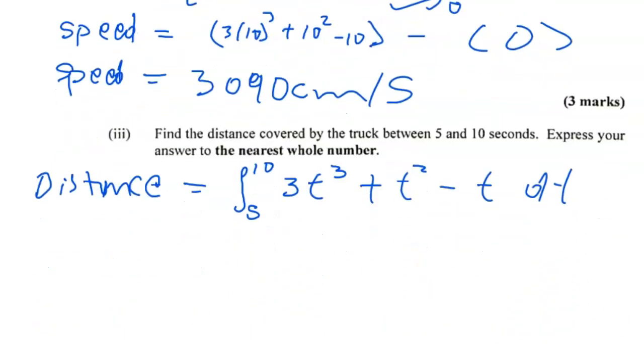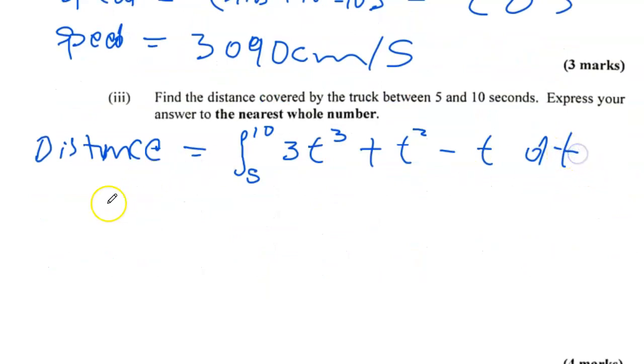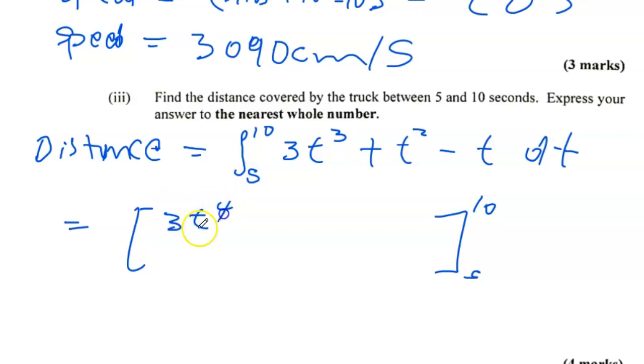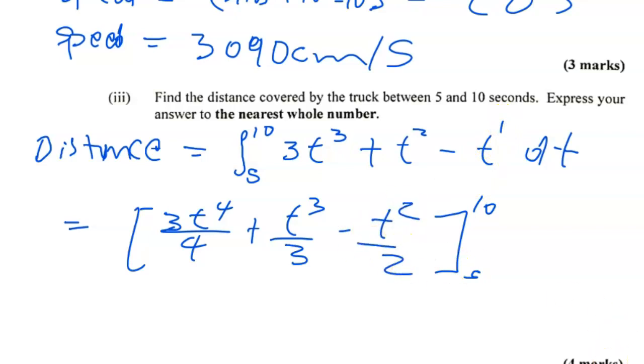Alright? So, integrate this between the 10th and the 5th seconds. Integrate 3t cubed, add 1 to the power, we get 3t to the power 4 over 4. Add 1 to the power, we get t cubed over 3. Add 1 to the power, we get t squared over 2. So we formulate 2 brackets.